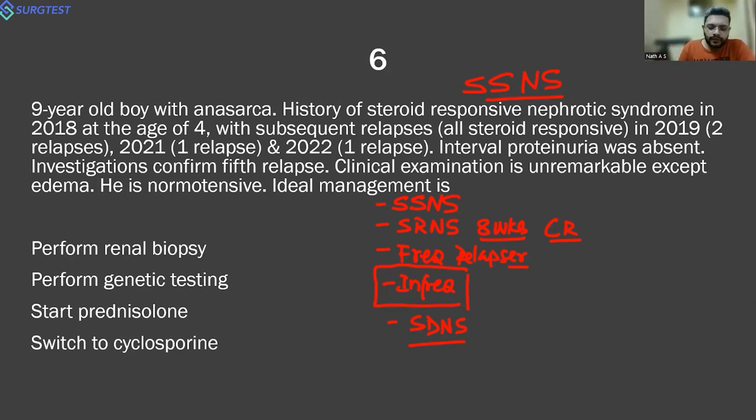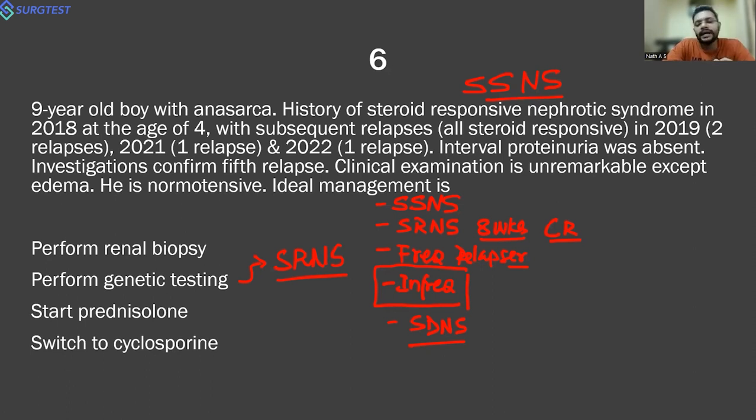Okay, most, 99 percent, in fact 100 percent, of genetic mutations will have steroid resistant nephrotic syndrome. They wouldn't have responded in the first place. That first episode or these 4 episodes would not have responded to steroid had it been a genetic mutation. That's the important point. Genetic mutation in steroid resistant nephrotic syndrome, you would do genetic testing then.